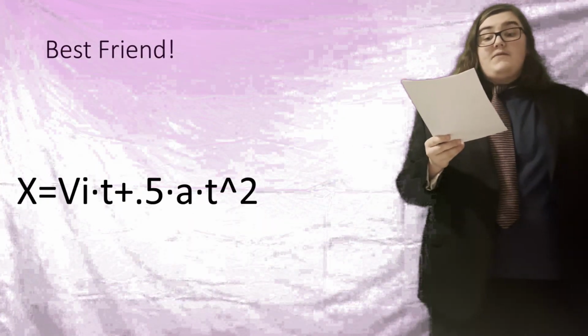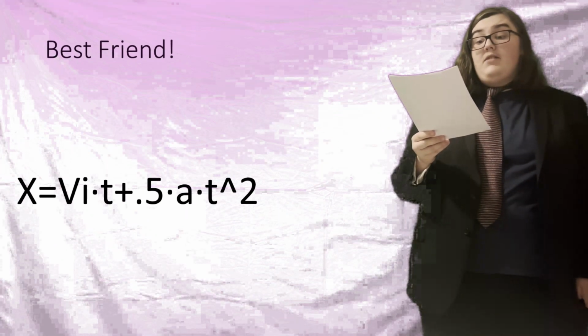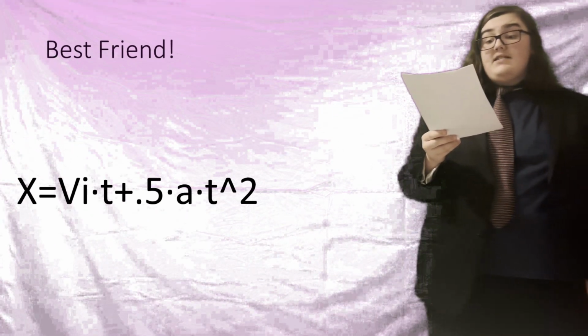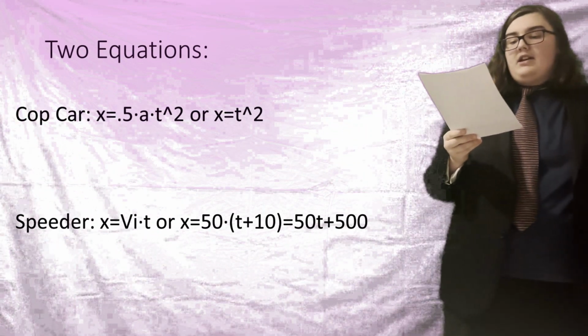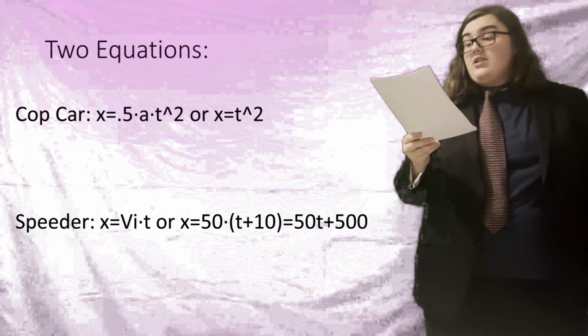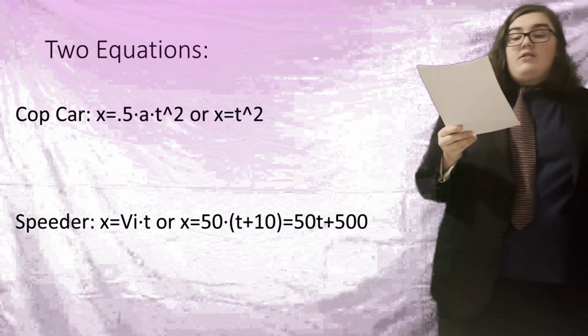Here is where our best friend comes in. x equals initial velocity times t plus 0.5 a t squared. We'll create two separate equations, one for each car. You don't need the velocity section for the cop car or the acceleration section for the speeder, because they're both 0. So you're left with the following equations.